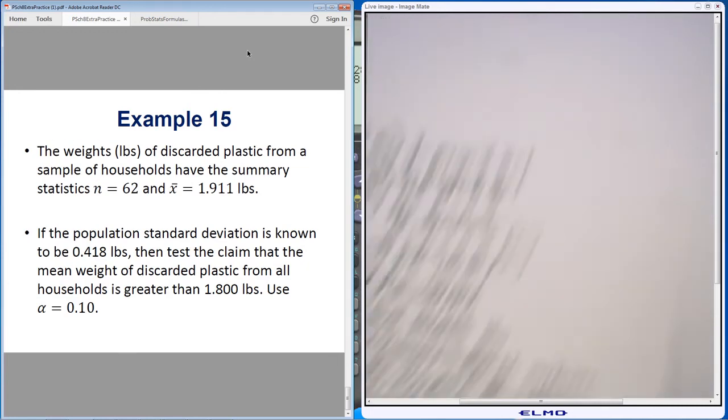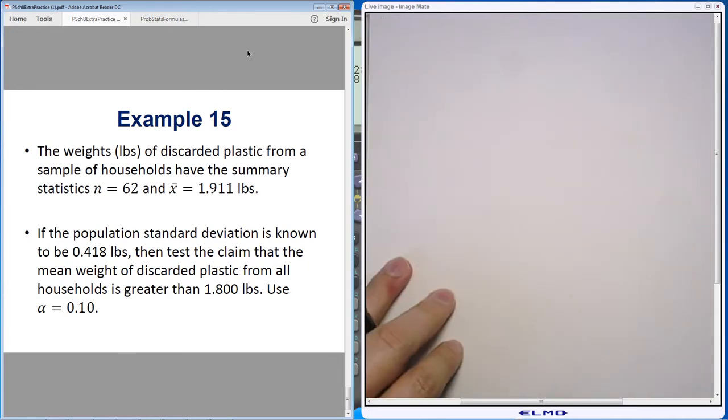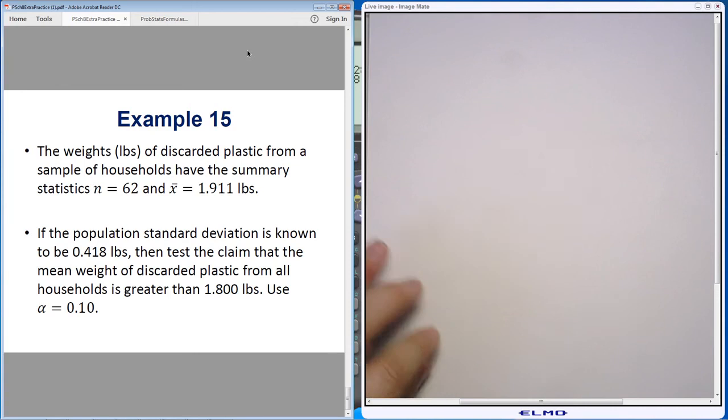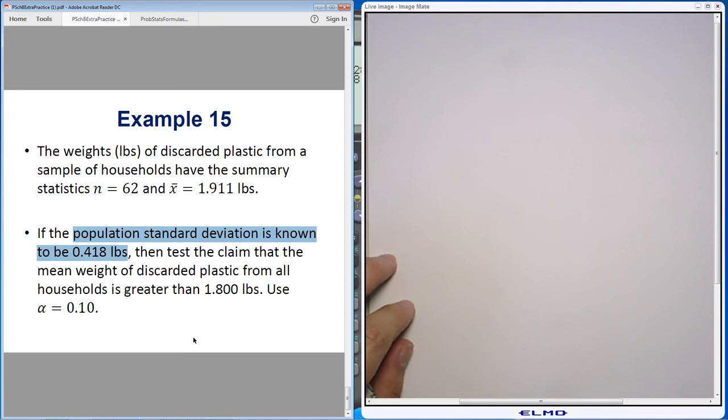One more hypothesis test, number 15. The weights in pounds of discarded plastic from a sample of households have the summary statistics n equals 62, x bar equals 1.911 pounds. If the population standard deviation is known to be 0.418 pounds, test the claim that the mean weight of discarded plastic from all households is greater than 1.8 pounds. Use an alpha equal to 10%, or 0.1.